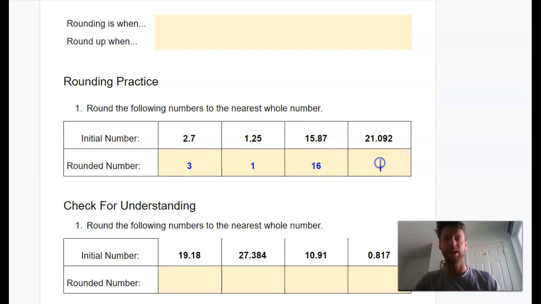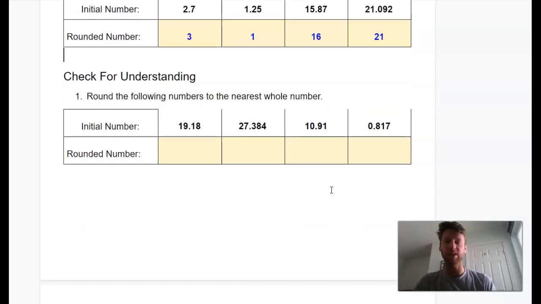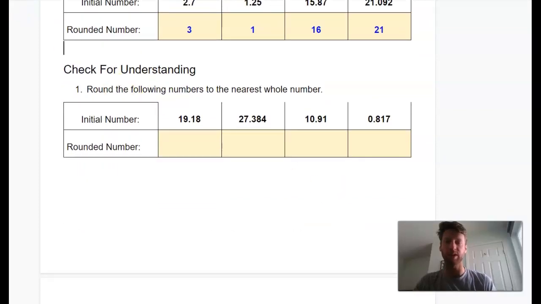And the last one, 21.092. Don't be tricked. Don't see that 9. That's not in the tens place. Find your tens place, which is 0.0. So that's less than 0.5. That's going to round down to 21. Go ahead and try the check for understanding yourself. When you're ready to resume the video, we'll go through the answer key together.